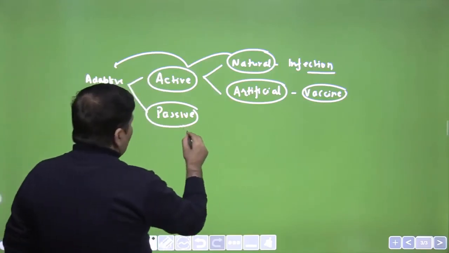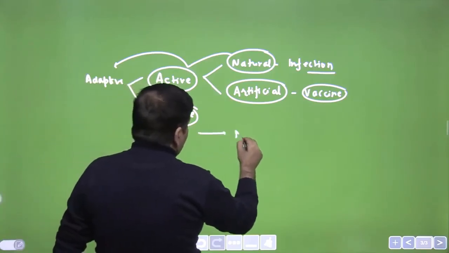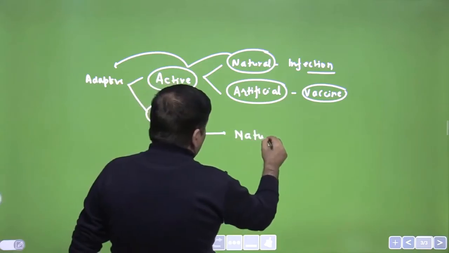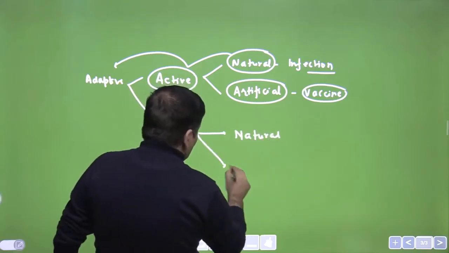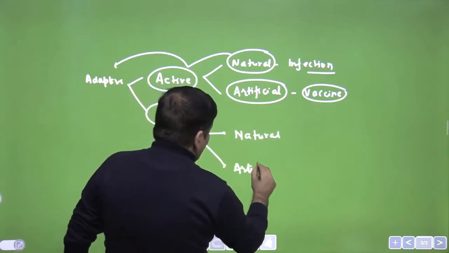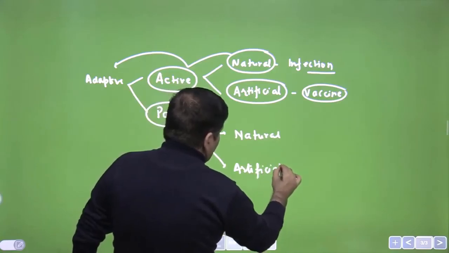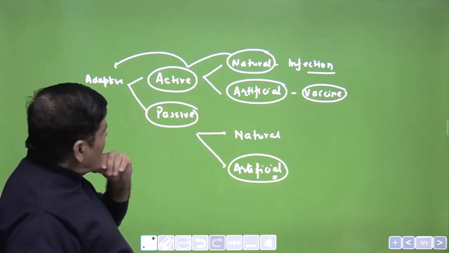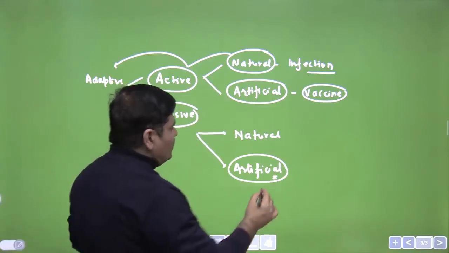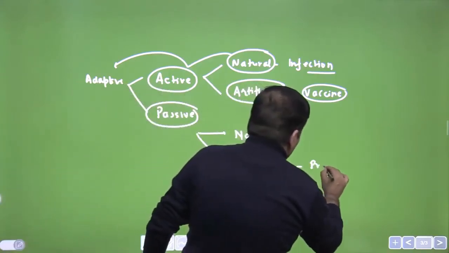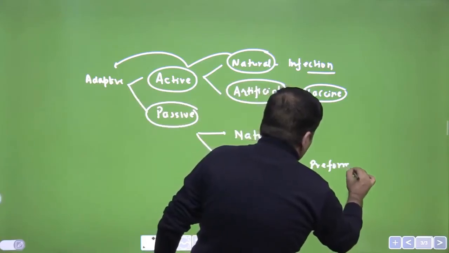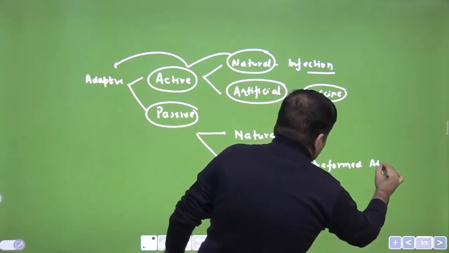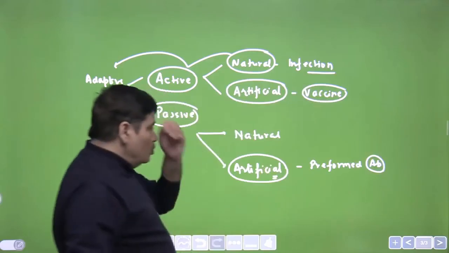Similarly, passive immunity can also be acquired naturally or artificially. Again, in artificial passive immunization, you can easily understand, you give what are called preformed antibodies. So preformed antibodies can be given. This is very easy to understand.